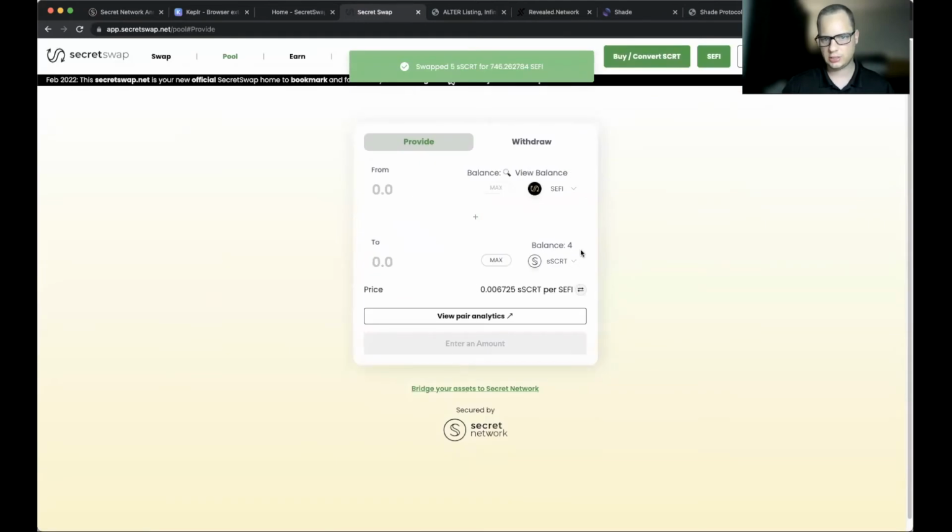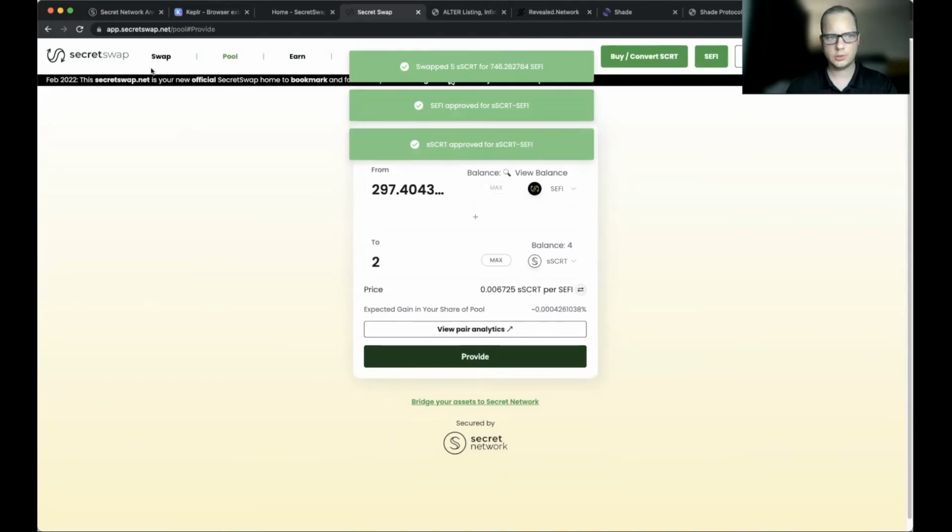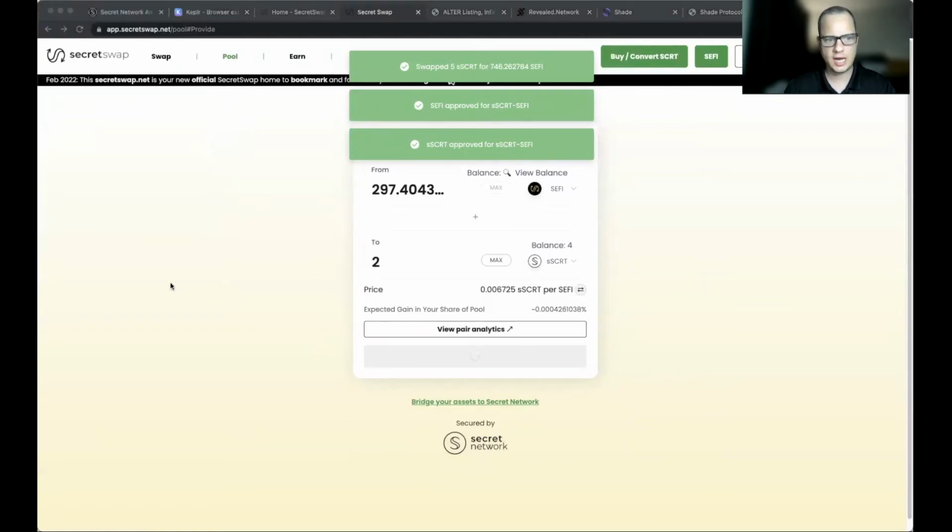We'll select Secret, and then all we'll do is put two. So we're approving the CeFi token, and then we're going to have to come back and approve the Secret token. Okay, all this went through. So what we'll do now is put two Secret, and we'll put nearly 300 CeFi tokens in. So we'll go ahead and provide this. And this is providing liquidity.